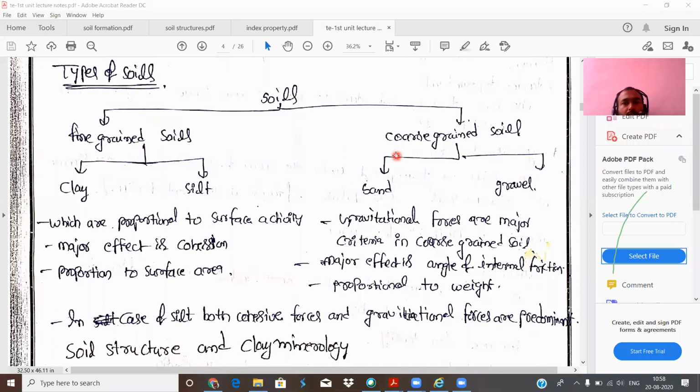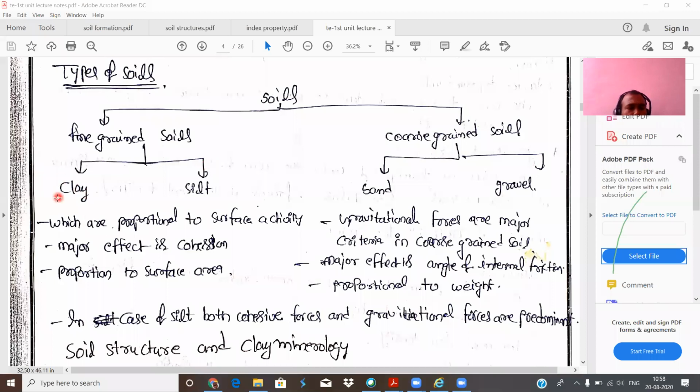Next one, coarse grained soil. These soils are formed by physical disintegration. Due to physical disintegration, large broken stones are formed, so gravels and sands are formed. In fine grained soils, chemical decomposition breaks rocks into smaller particles, so silts and clays are formed.